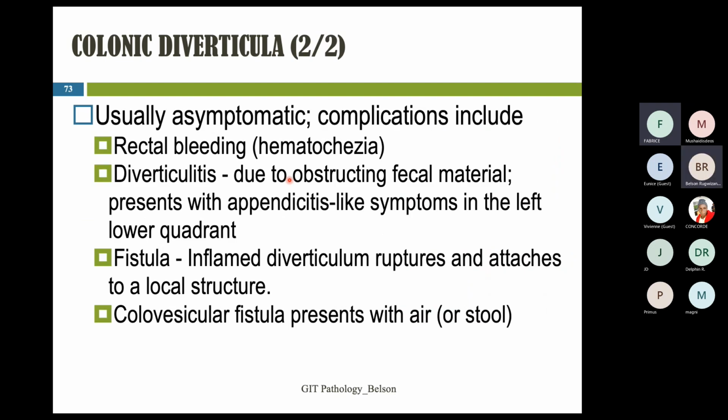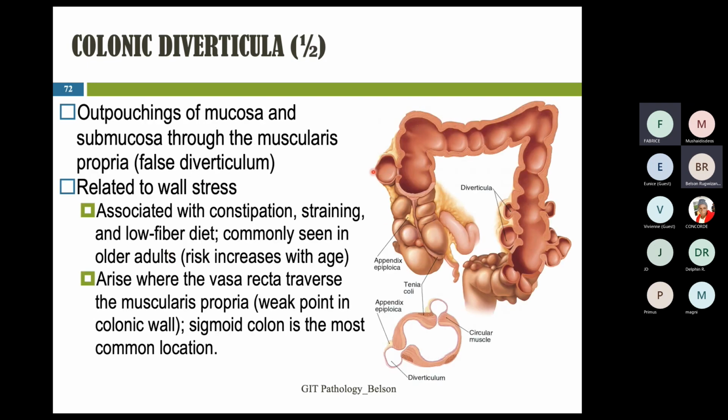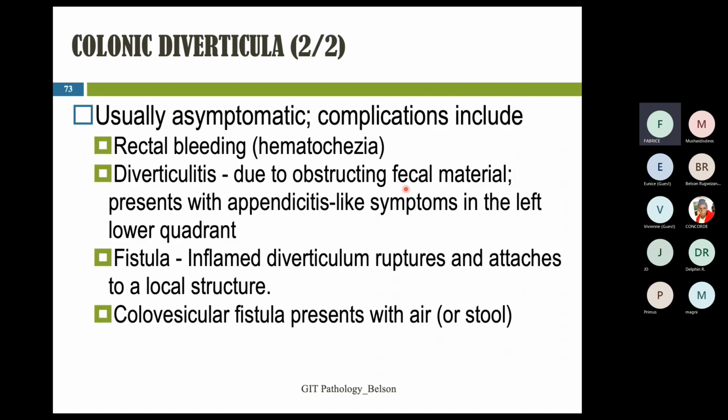So usually they are symptomatic. They will be symptomatic when there are complications: rectal bleeding, inflammation, fistula. It can perforate here. With perforation it causes inflammation of the surrounding tissue, say the stomach, and a fistula forms between, let's say, the transverse colon and the stomach, for example.